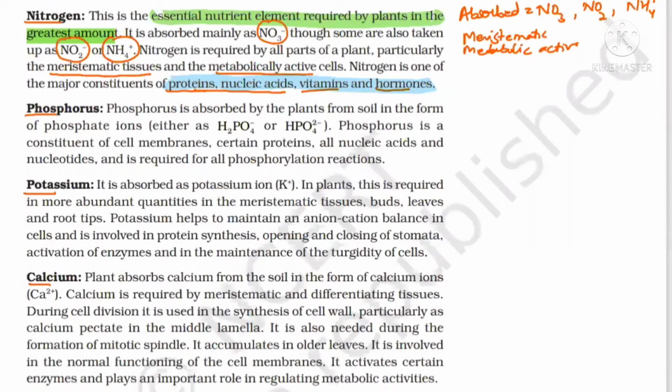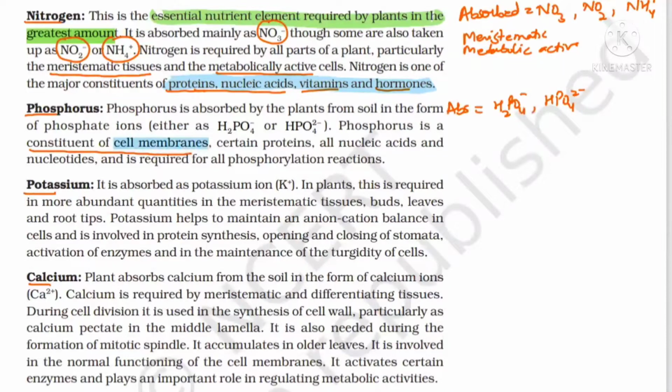Now see, next is phosphorus. Phosphorus is absorbed as, you can write here again, H2PO4 minus or HPO4 2 minus. Means it is always absorbed only in the negative ion form. And phosphorus is present in, if you know the cell membrane, we say it is made up of phospholipid and protein. So it is a constituent of the cell membrane.